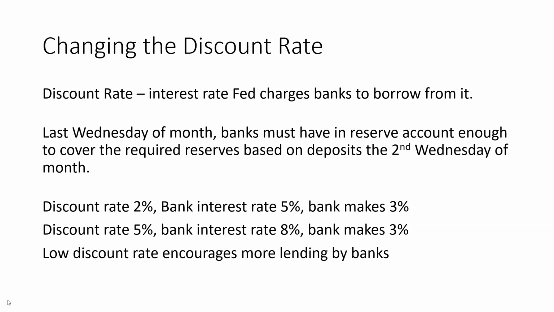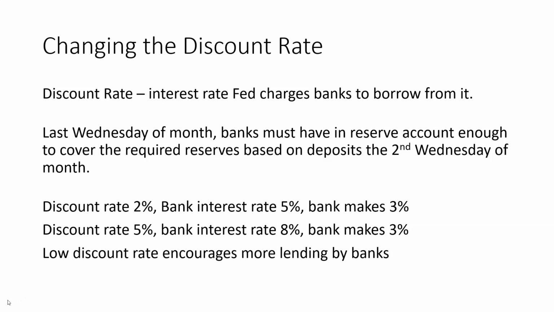Well, there's a little loophole here. On the last Wednesday of the month, banks must have in their reserve account enough money to cover their required reserves based on deposits the second Wednesday of the month. There's a lag here. The end of the month, you have to have enough reserves to cover what your deposits were on the second Wednesday of the month. Remember, this requirement went in 1913. There were no computers. It took a while for banks to get their books balanced and everything. So there's a little lag time here.